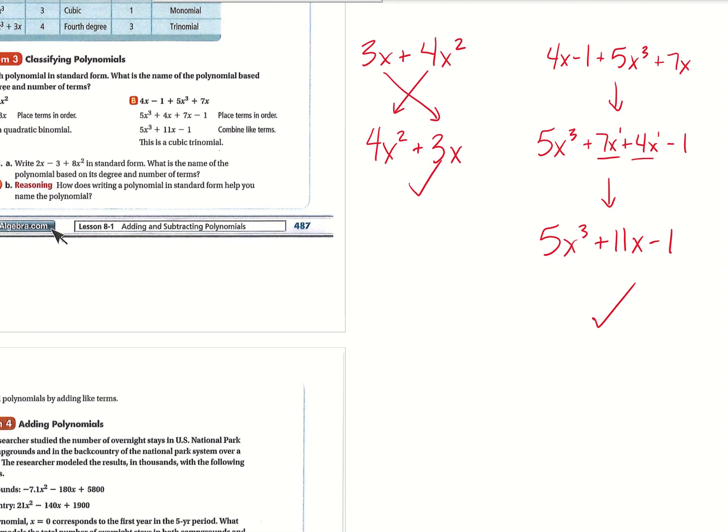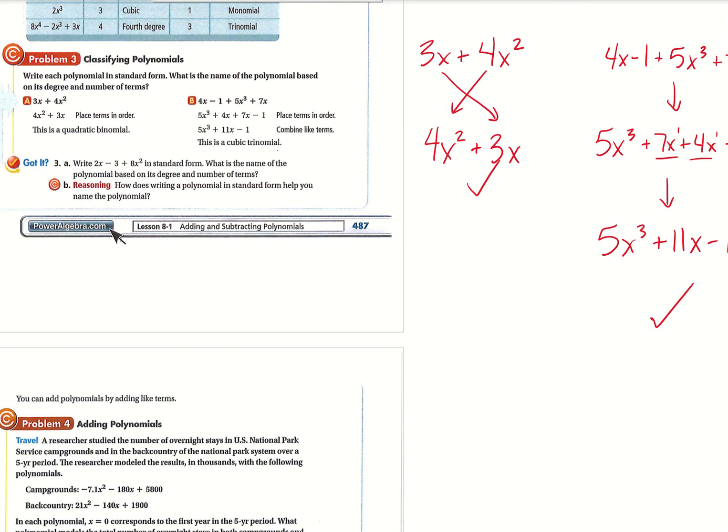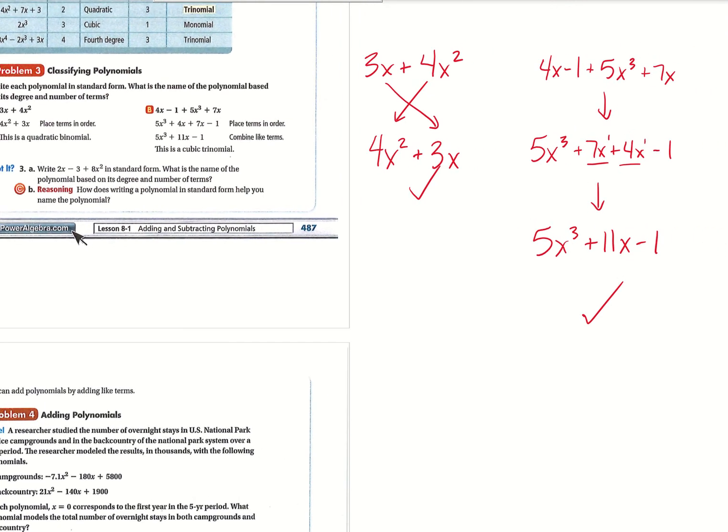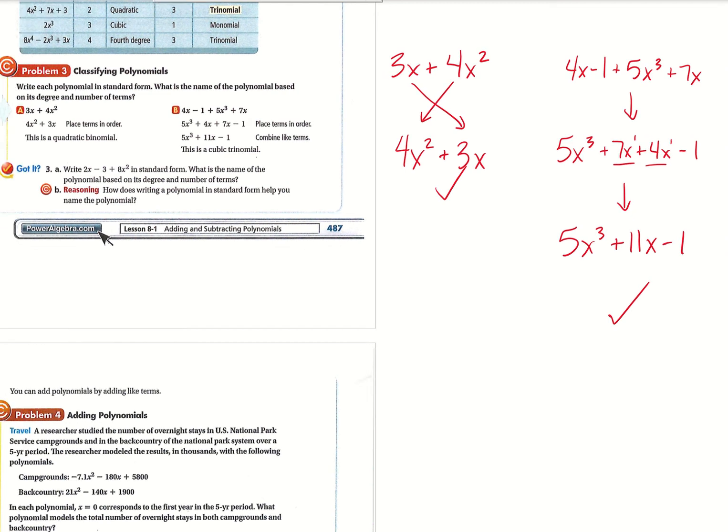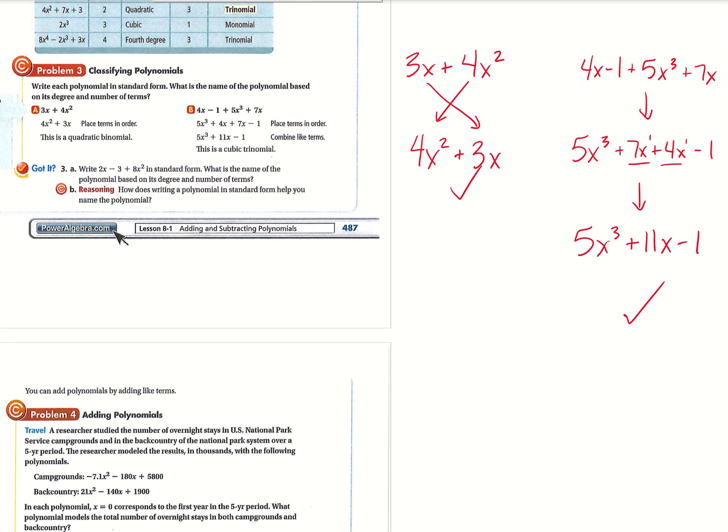Just a little side note, guys. These are all standard form that we're talking about so far. Eventually, we are going to get into other forms. That'll be a little bit later on, though. It won't be in this lesson. So just to put that into your mind, I guess. Go ahead and try out Got It problem 3A, and then we will move on again after you've done that.